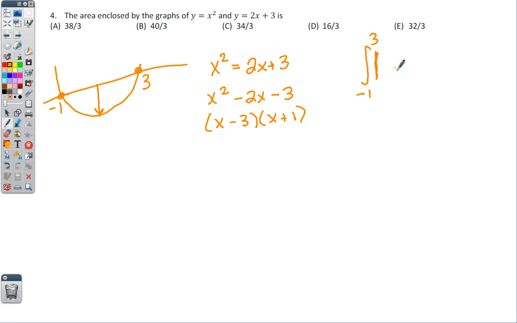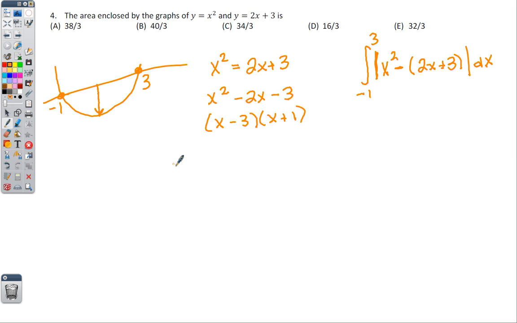And then go x squared minus 2x plus 3. And the absolute value will take care of which one's the top function and which one's the bottom. dx. Now be careful, because you can get in trouble if they flip over each other a few times. But this will take care of most of your problems on an AP exam.